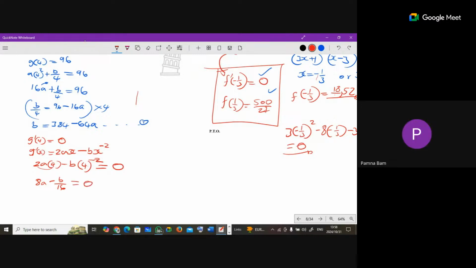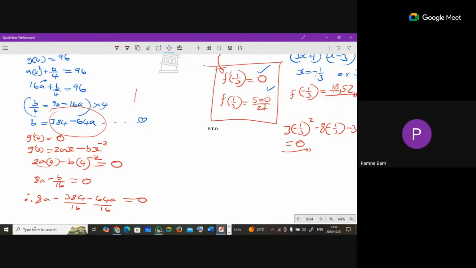Are we still together? Yes, sir. Okay. Now that we have this, we remember that where we see b, we can substitute using the first equation. So we have 8a minus 384 minus 64a over 16. So you can split that 16, over 16 on this side, over 16 on that side, to make life easier for you. Are we together? Yes, sir.